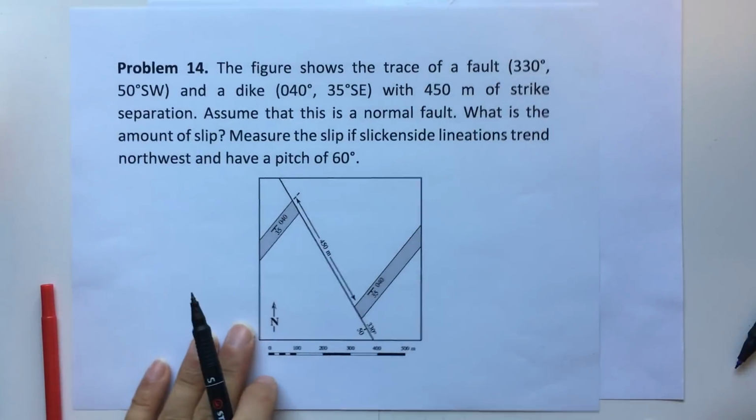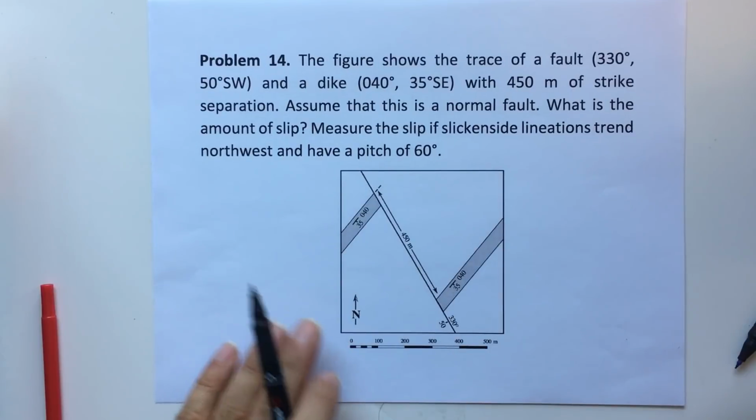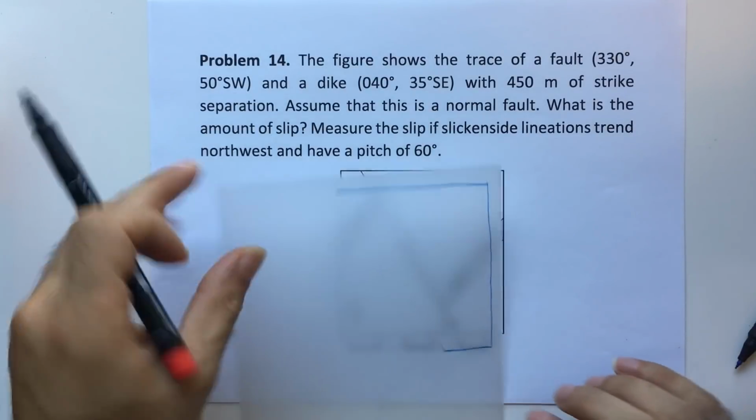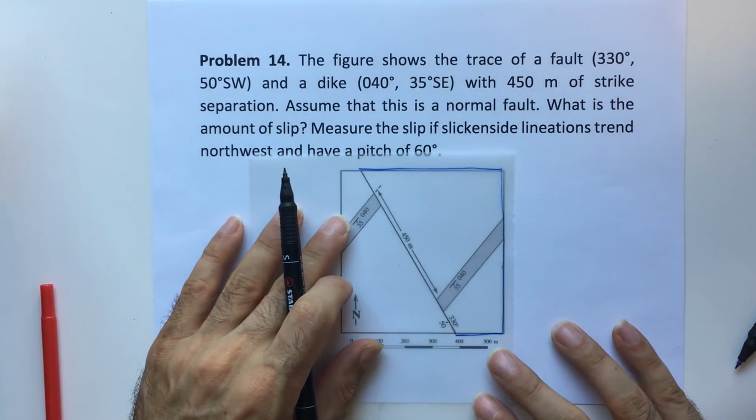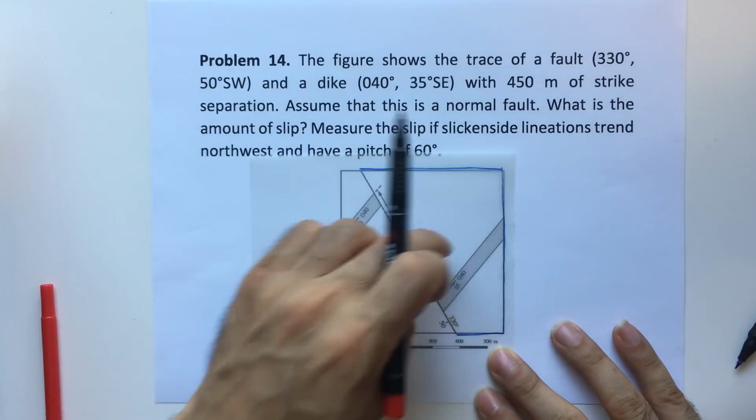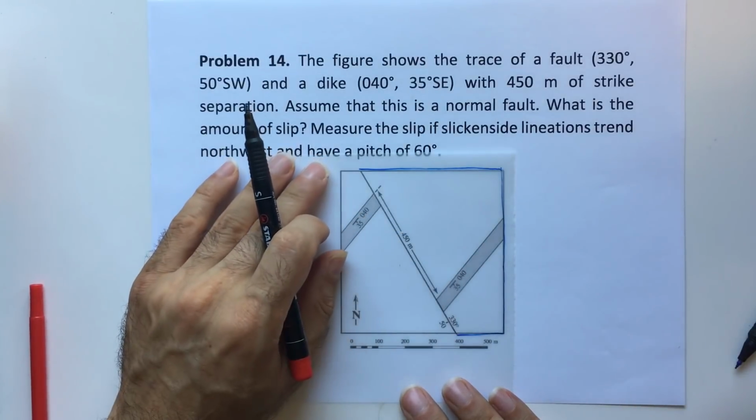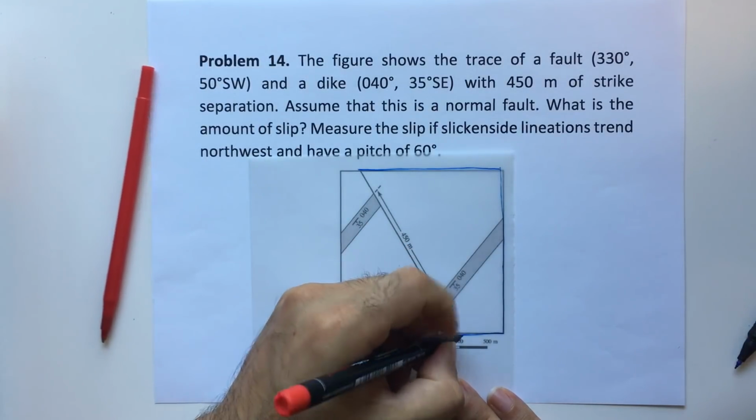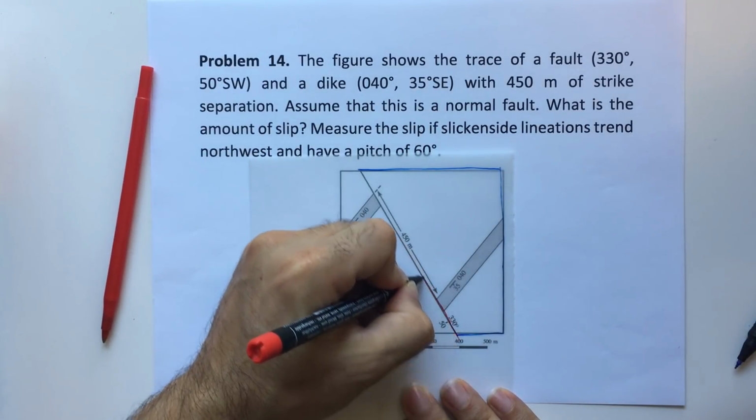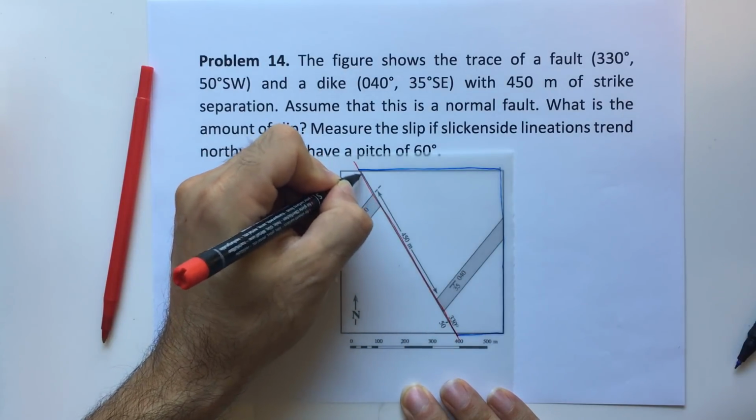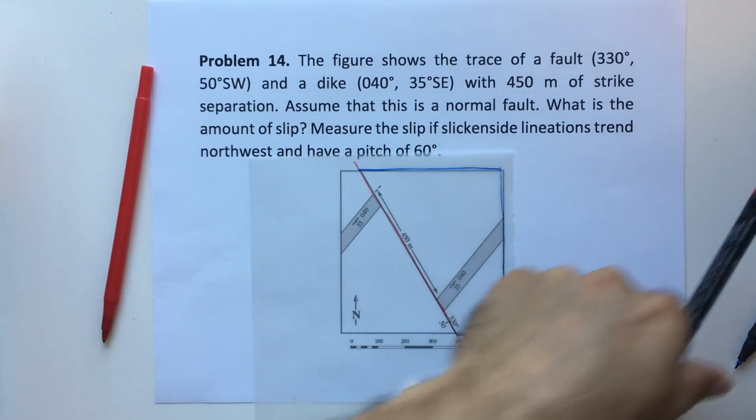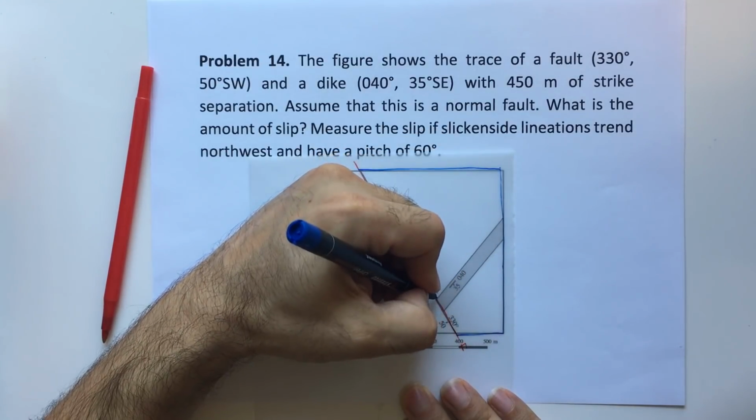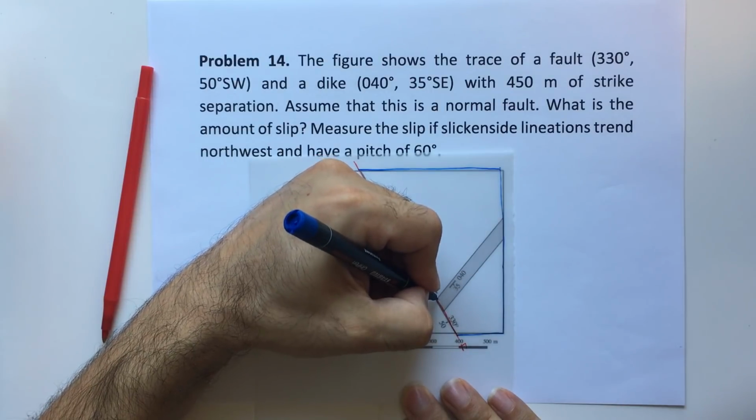So next step, you move to the map view and you trace the footwall. This is the footwall, this is the hanging wall. I will trace all the information on a piece of vellum paper, let me show you here. This is the fault plane, and this is the trace of the bedding on the footwall.